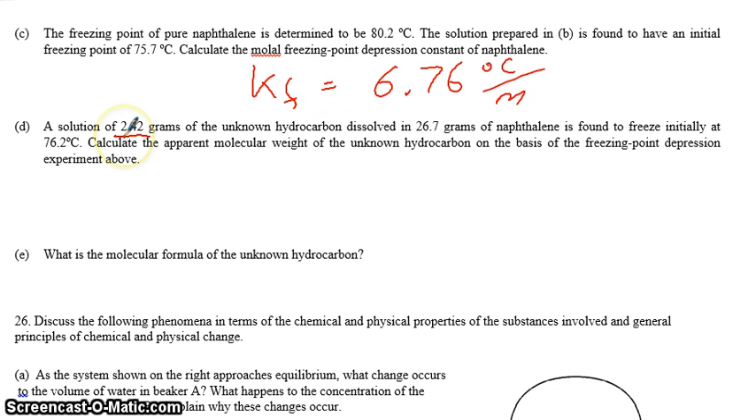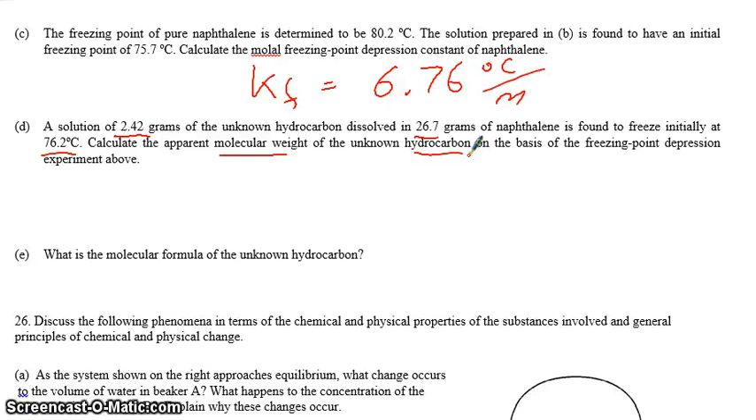A solution of 2.42 grams of unknown hydrocarbon is dissolved in 26.7 grams of naphthalene and found to freeze at 76.2. Calculate the molecular weight of the unknown hydrocarbon on the basis of the freezing point depression above. So this is actually going to be the molecular weight of the hydrocarbon we began with at the very beginning of the problem.